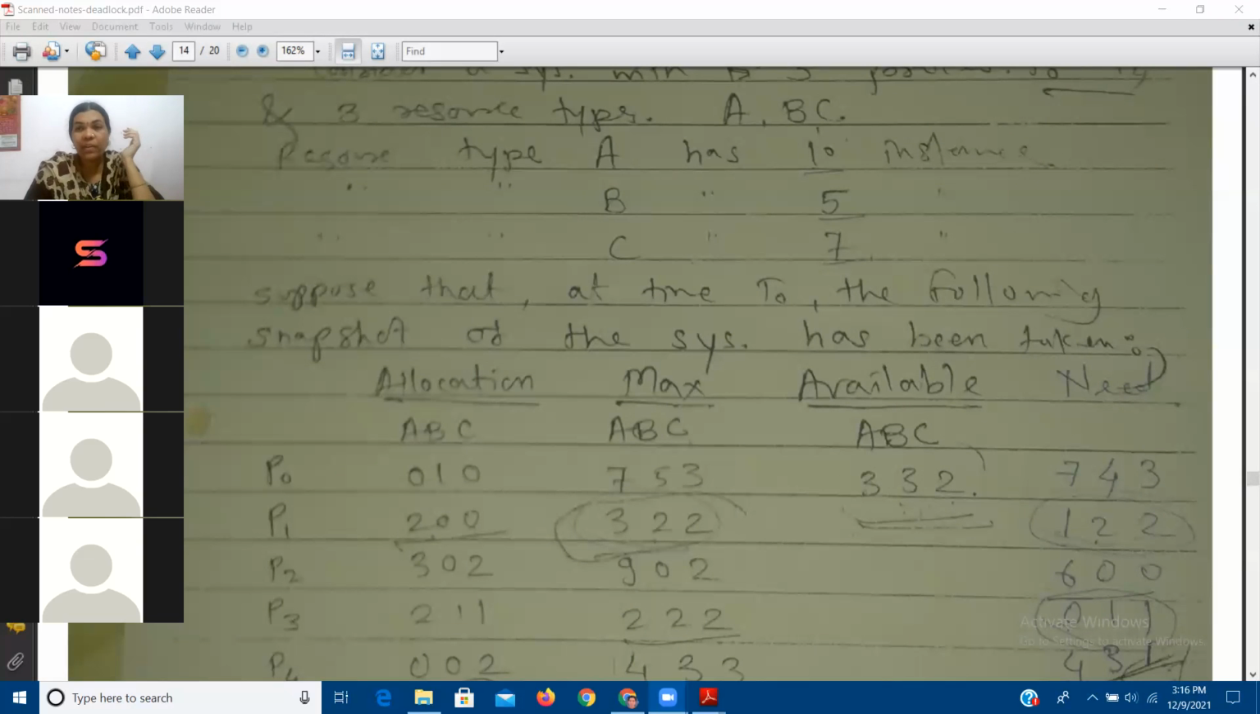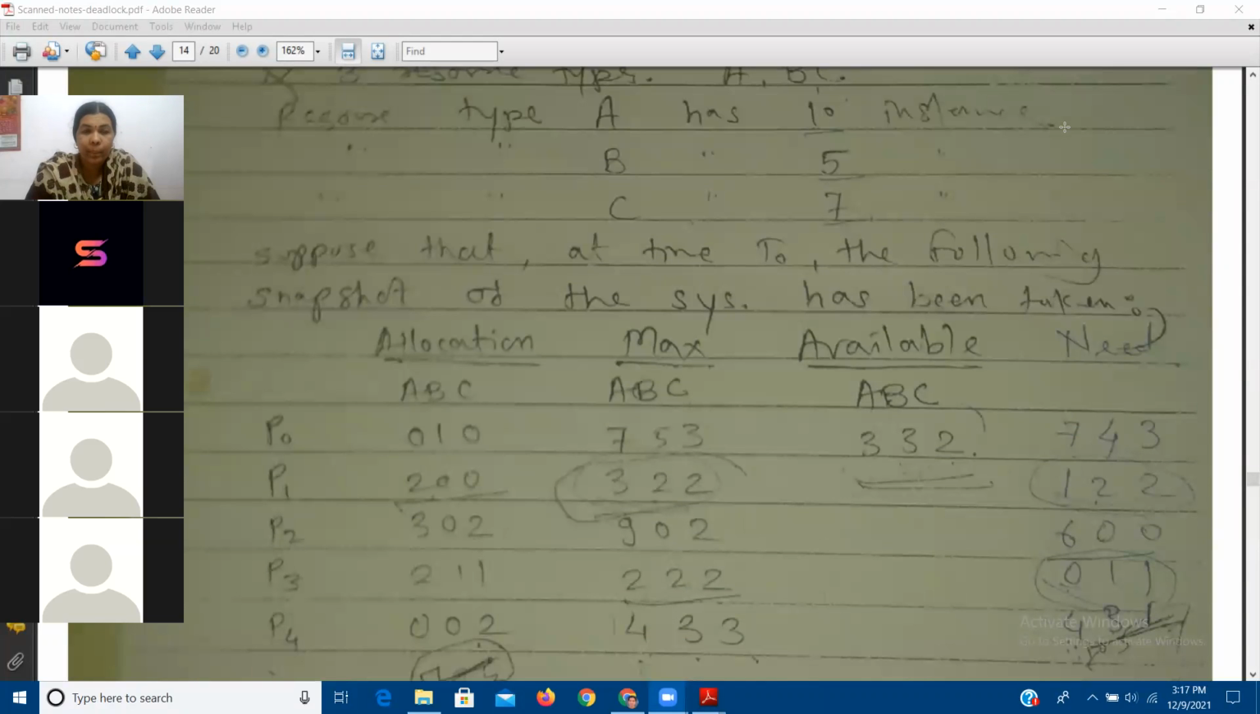There are total 25 sequences. Out of that, few may be safe. Again, I am unable to tell exactly how many will be safe. It depends upon the example. To find out the safe sequence, one we have already calculated, that is P1, P3, P4, P0, P2. So you have to calculate another one. Should not calculate the same one.